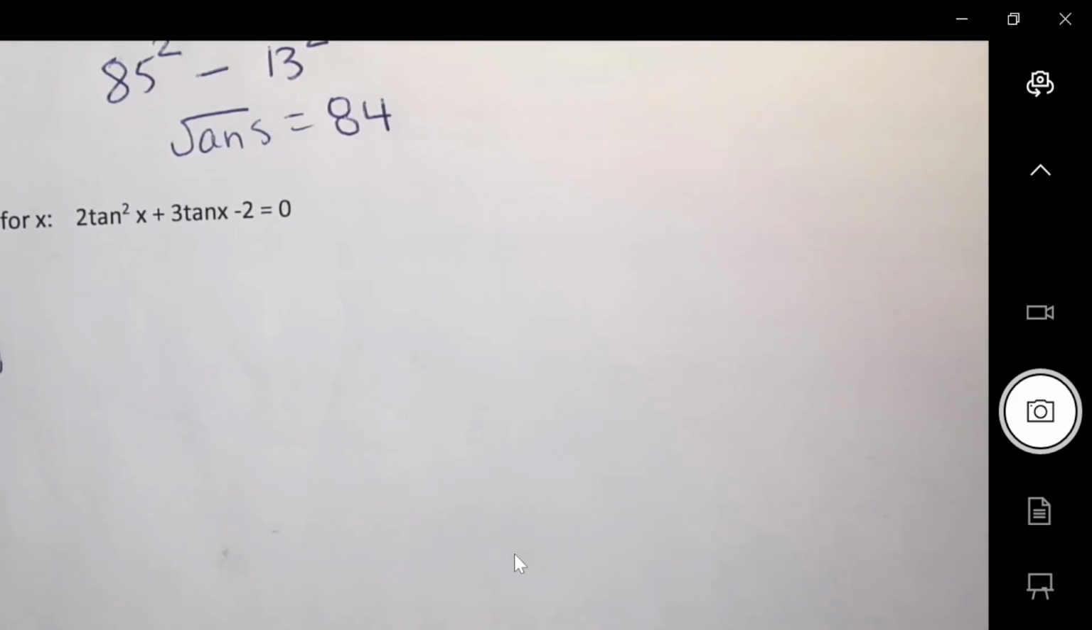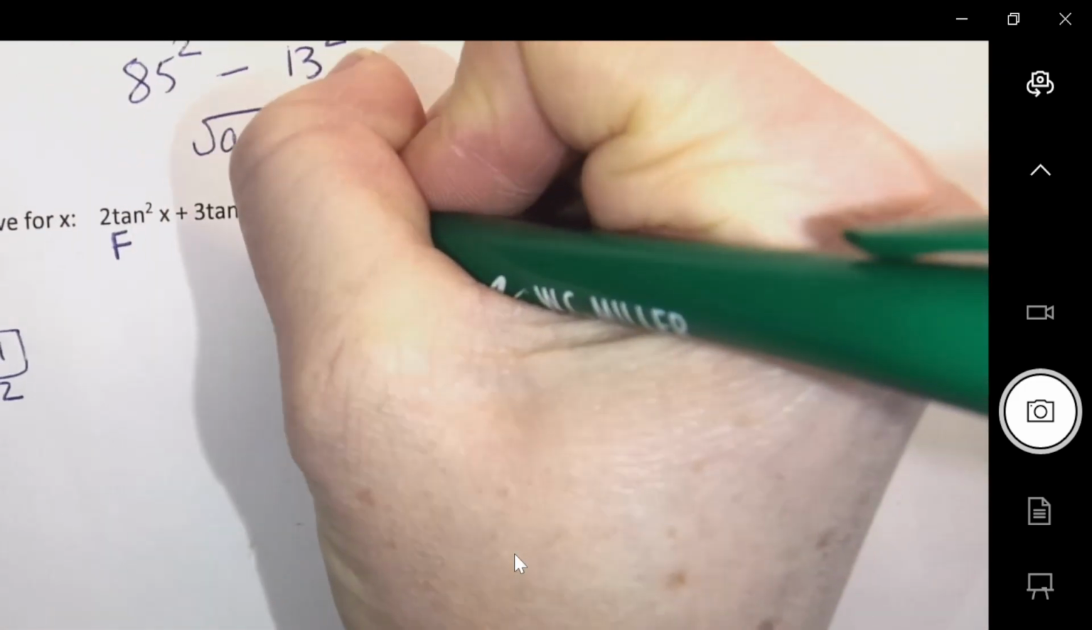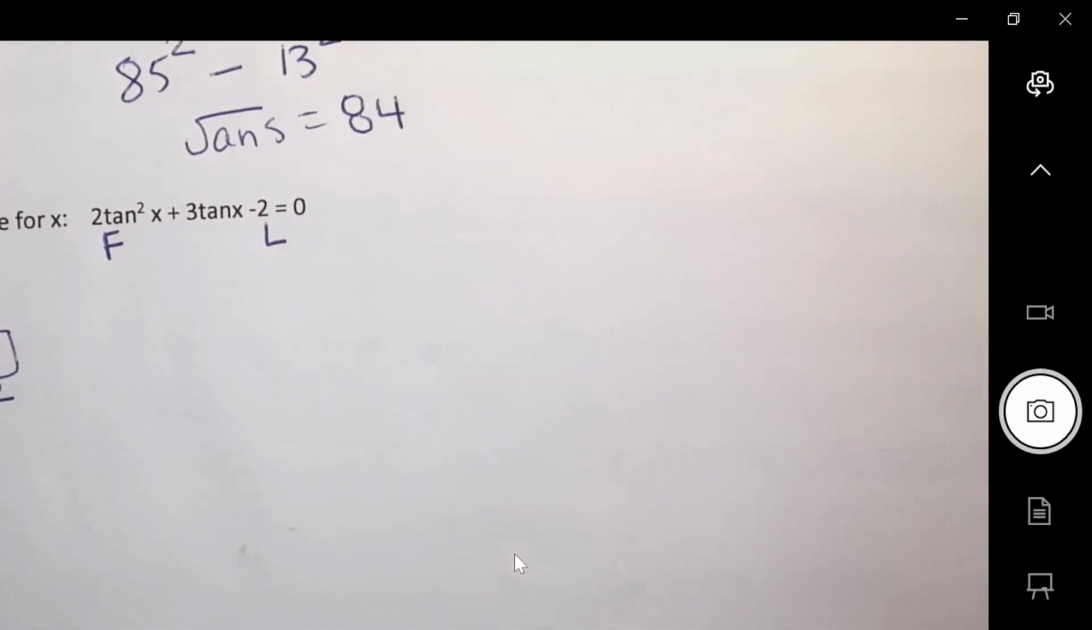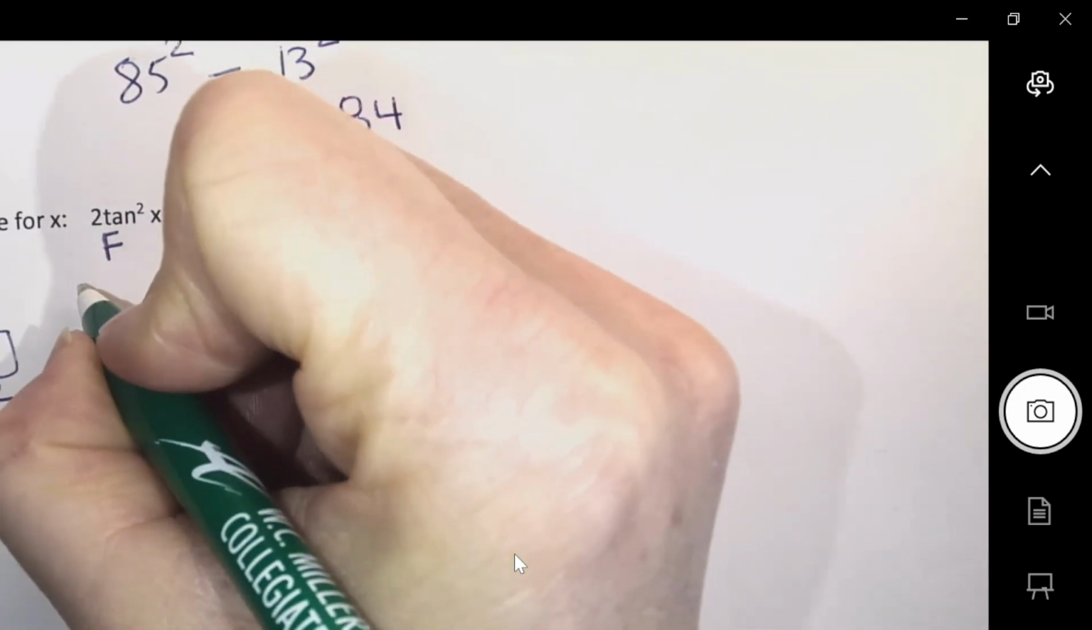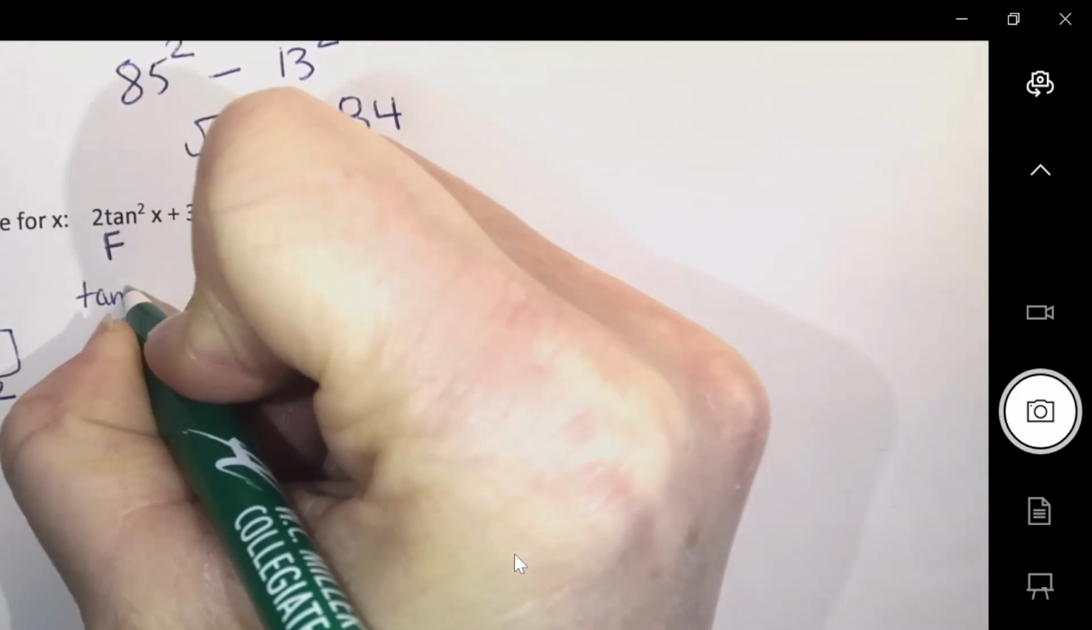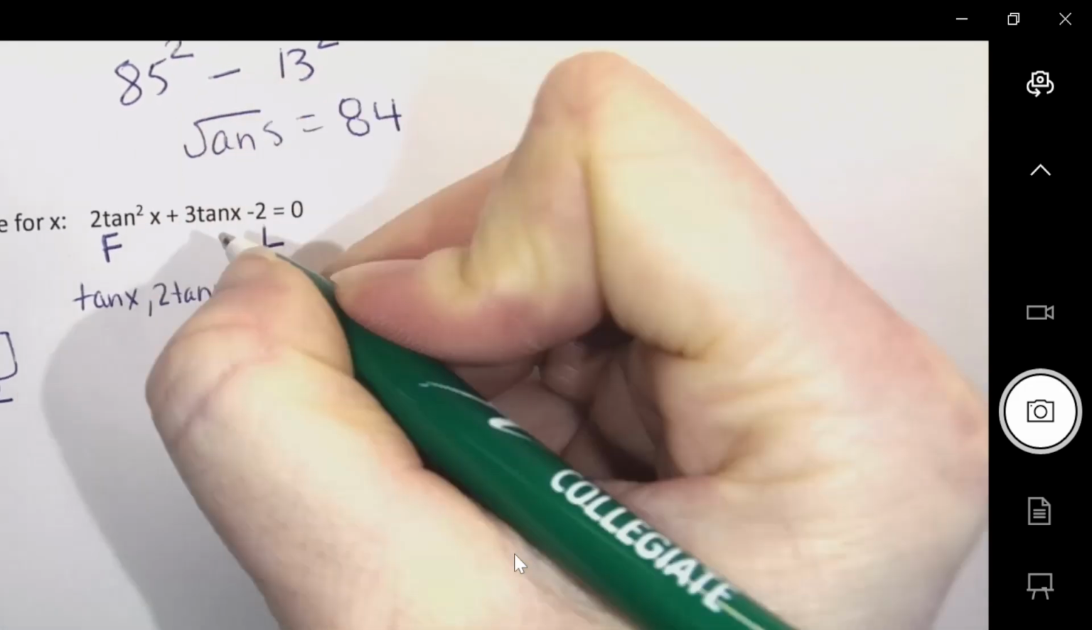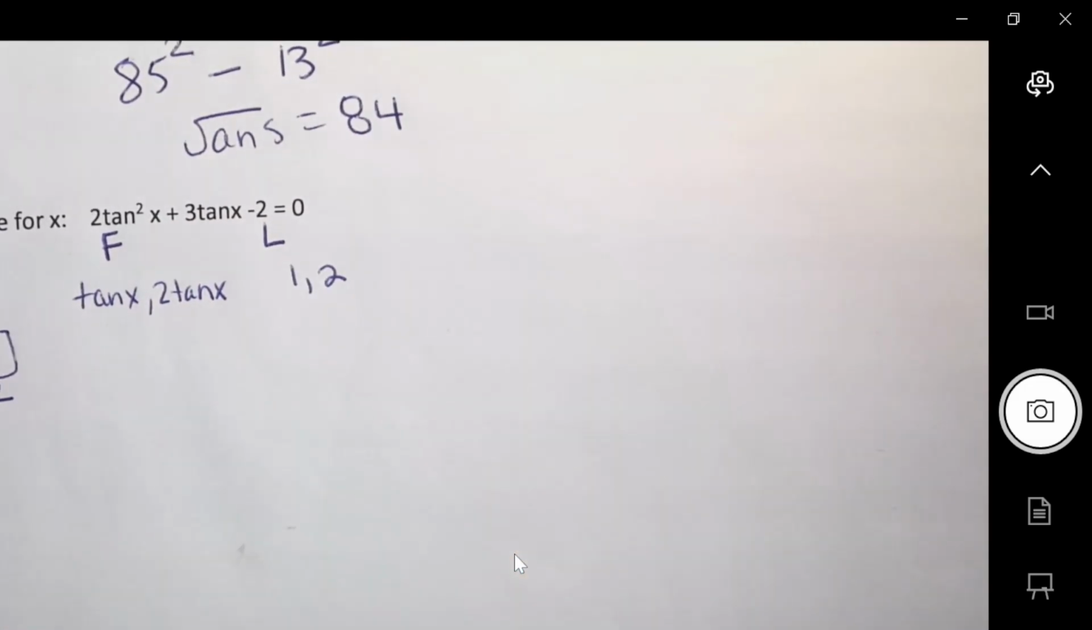Now I'm going to make a list of what I did to get the F and what I did to get the L. There was only one way to multiply to the F: I would have needed a 1 tan x and a 2 tan x. And then to make the L, I can only do 1 times 2. But make sure you're partnering what with what to make a 1.